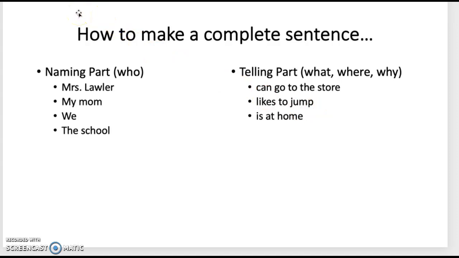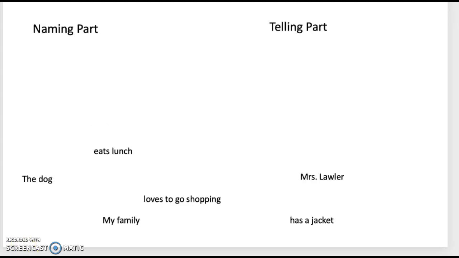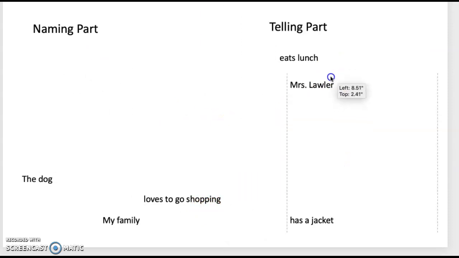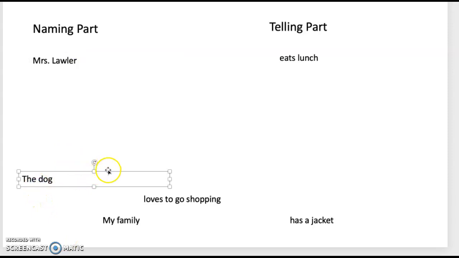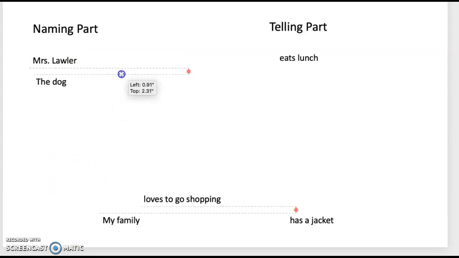So let's look at some naming and telling parts and let's see if we have any complete sentences. Here we go. All right, so now we're going to sort these. Naming part goes here, telling part goes here. Eats lunch. Does that tell us who or what's happening? Yeah, what's happening. What about Ms. Lawler? Is that a who or what's happening? Yep, it's a who. What about the dog? The dog is a naming part. It tells me who.